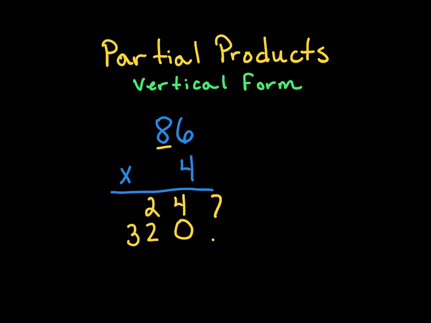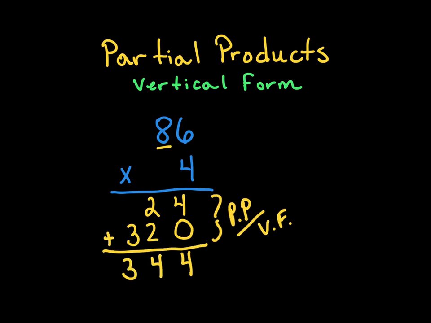And these are called partial products or vertical form. And what we do with them is that we always add them up. We get 4 ones, 4 tens, and 3 hundreds. So the product of 86 times 4 is 344.